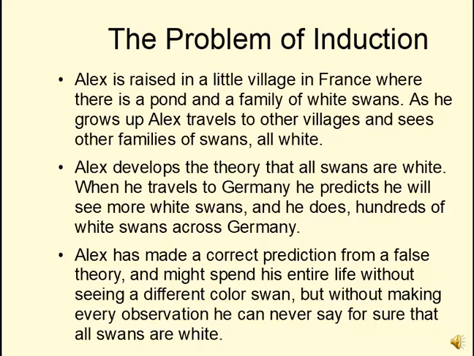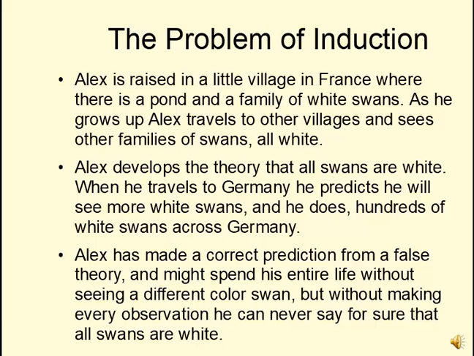Alex might spend his entire life without ever seeing a swan other than white, and might jot down these observations in 1,000 journals. Every single swan that he sees is white. But because he cannot make every observation of every single swan, he can never state that his theory, that all swans are white, is 100% true based on his observations. And that is the problem of induction.